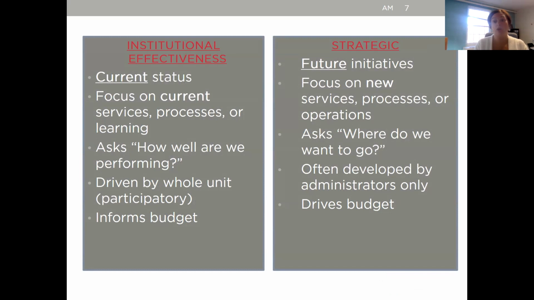Essentially, IE is about what we do now every day, like our basic business that we conduct on a daily basis, or the basic services that we provide as the function of our office. Strategic plans are about the future. Where are we going? What do we want to be doing? That's primarily the biggest difference. So when you talk about IE outcomes, you're focusing on your current services and processes. And when you're talking about strategic planning, it's aspirational. Where do we want to go? How are we building toward that?